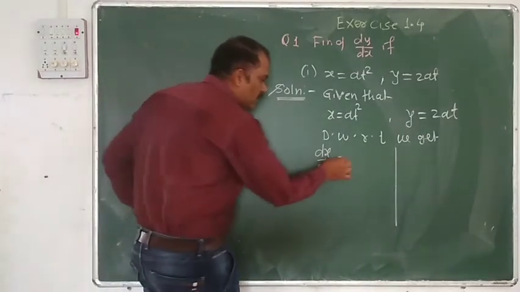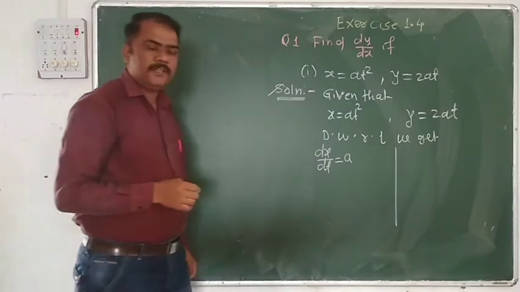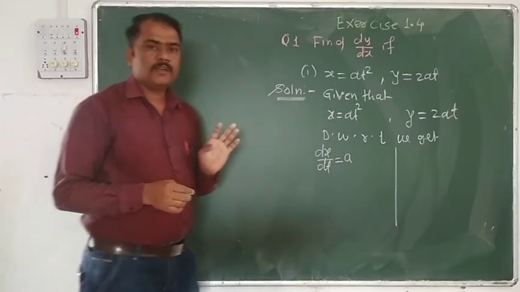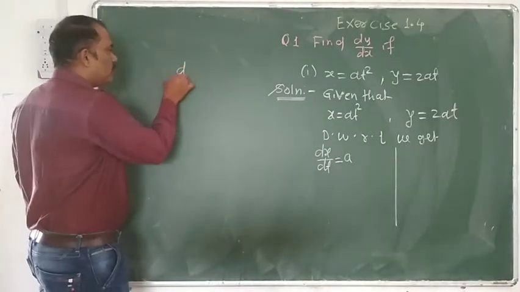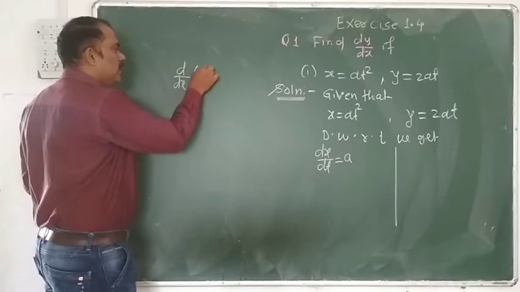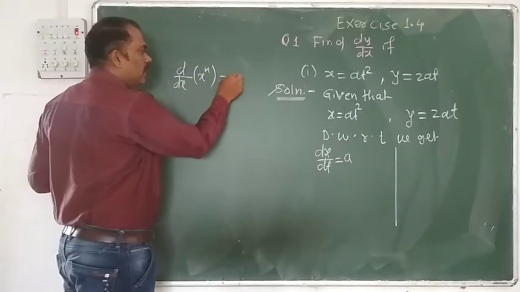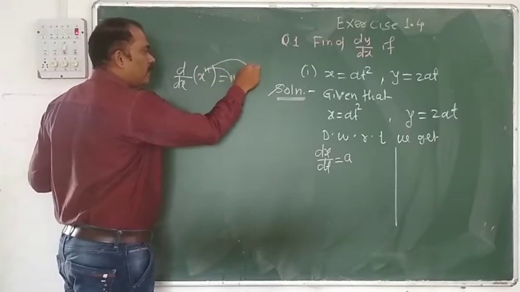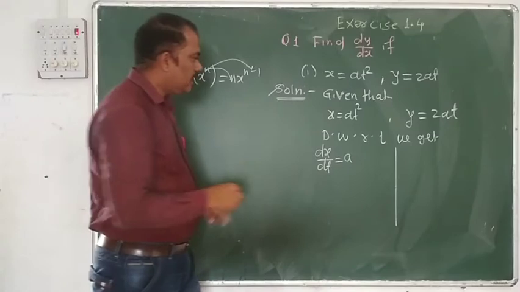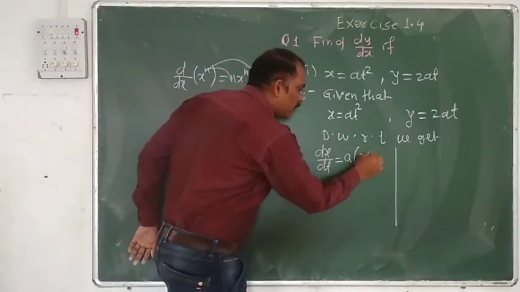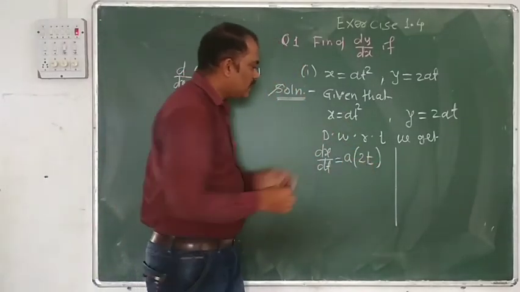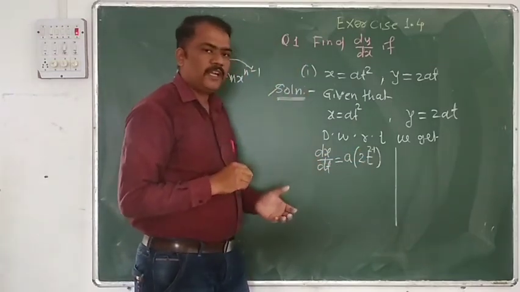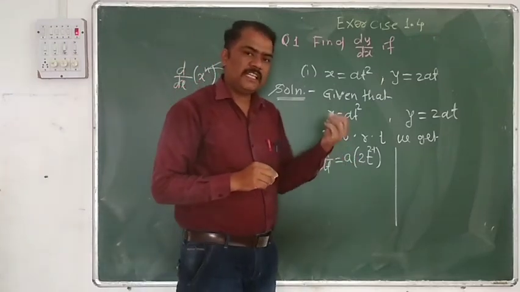a is a constant, so we take it outside the derivative. Now we have to take the derivative of t square, and we have to know the formula related to the power function. d by dx of x raised to n is nothing but n into x raised to n minus 1. We take the power as it is, and from the power we subtract 1. Similarly here, we take the power as it is, and subtract 1 from the power. 2 minus 1 is nothing but 1. If you want to write it, it's okay. If you cannot write it, it's also okay.